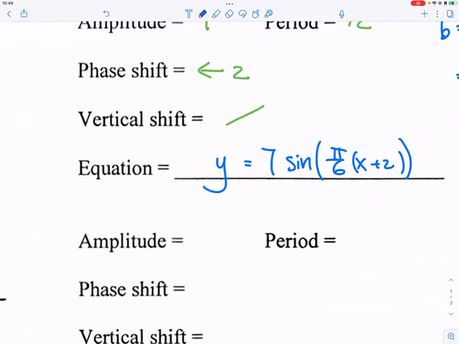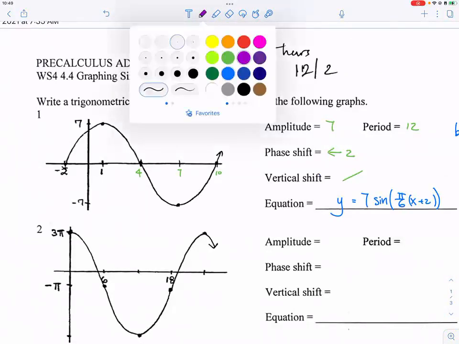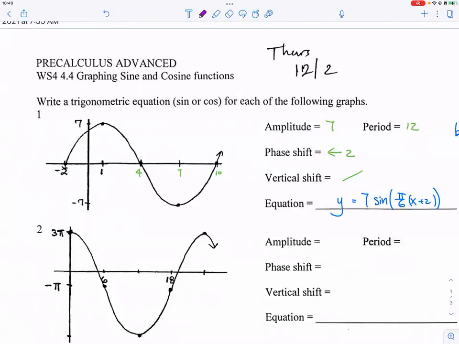Now, can I write it as a cosine function? Yes. The period and the amplitude will remain the same. You can look at this as a cosine function that's shifted to the right 1 unit. So the cosine function will be y equals 7 cosine. You still have pi over 6 as your b value. But for the parentheses, you have x minus 1 instead, because you're thinking about cosine. Cosine starts from the very top. Yes?